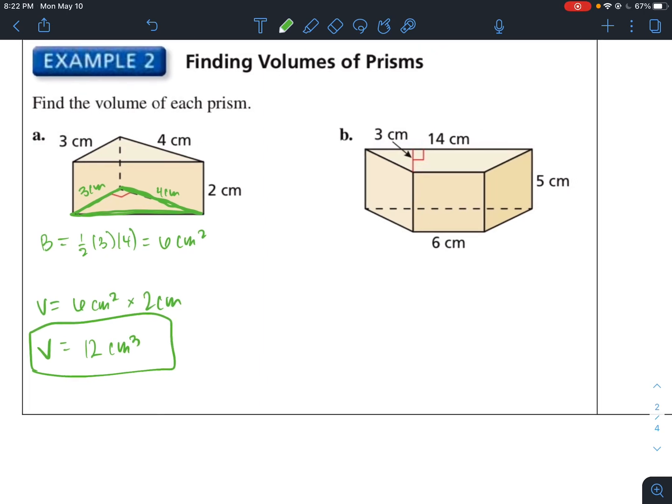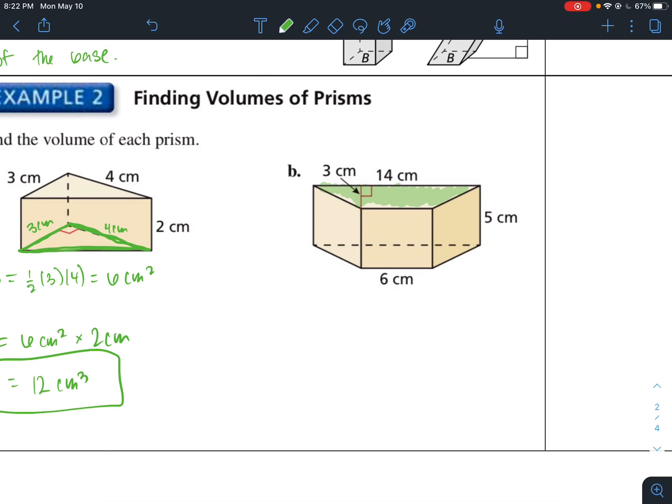Alright, for this one right here, the base is a trapezoid. Now the area of a trapezoid, it's been a while, but the area of a trapezoid is 1/2 of the height times the sum of the bases, so base 1 plus base 2. I think I'm saying this right.